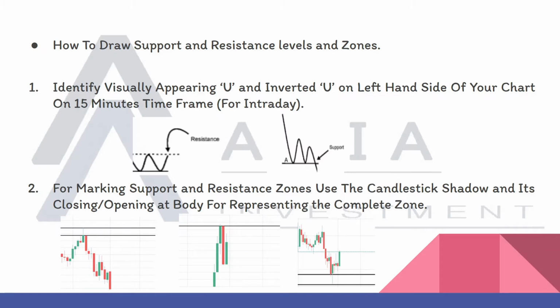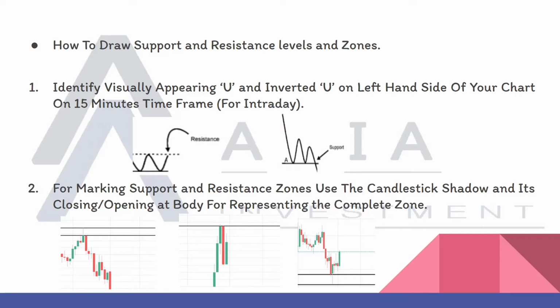So the next point is how to draw these support and resistance zones or levels on the chart. Rather than having support and resistance lines, you must prefer having support and resistance zones on your chart, because there is not a particular price which buyers or sellers would try to defend, but it would be an area or a range of price which buyers or sellers would defend. So you could consider it to be a zone rather than a fixed level.